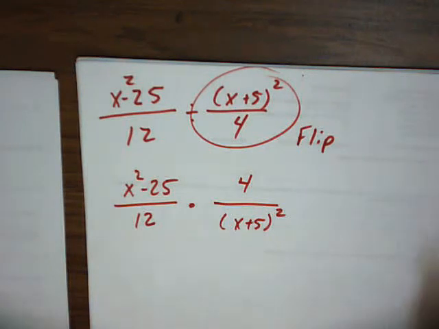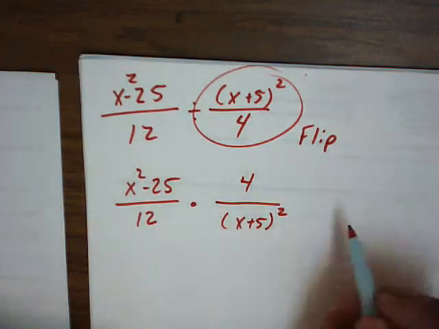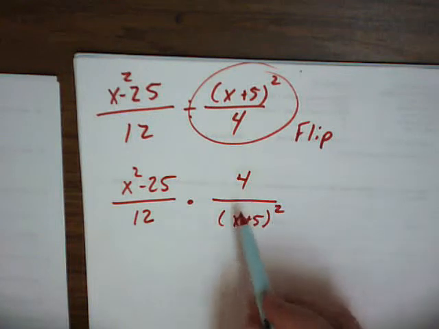Do you want me to go into the detail of why that is, or do you just want to take it as fact? It's the fact. If you divide by any fraction, you multiply by its reciprocal. That's the little property we're using. So we're going to multiply by its reciprocal, which is this.